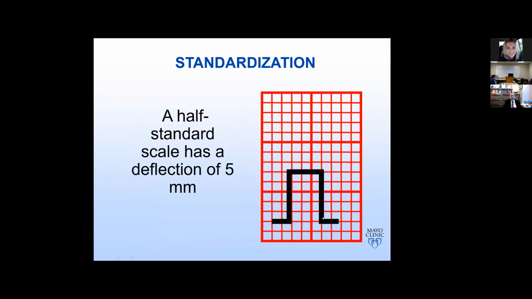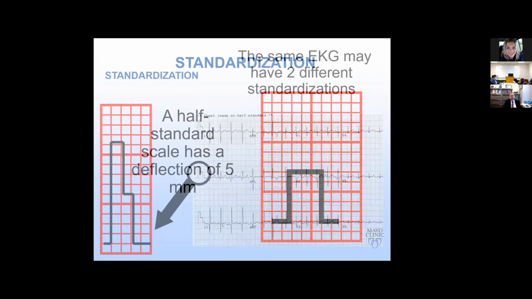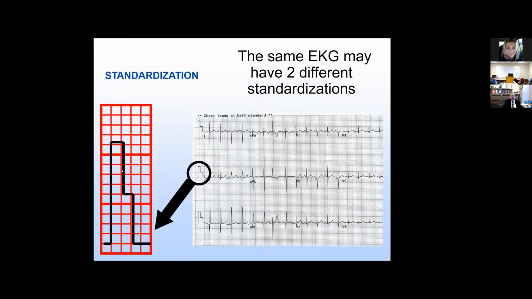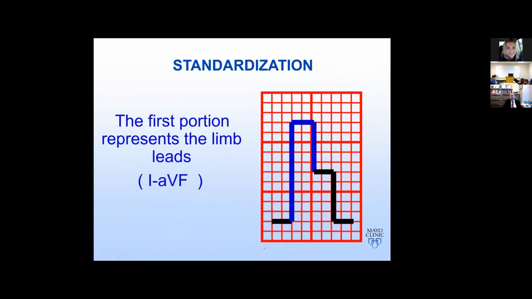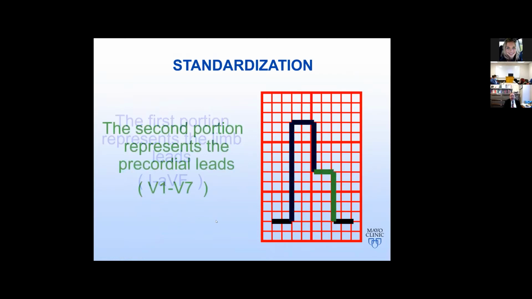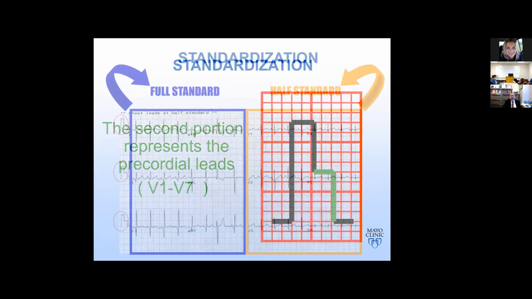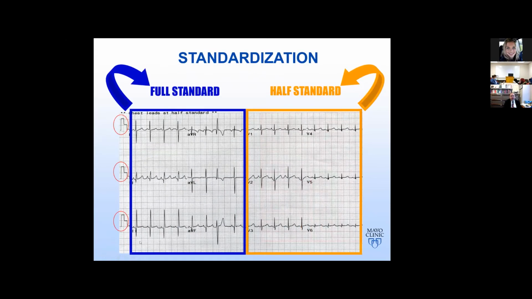So if it only goes up 5 boxes, any of the voltages that you measure throughout the ECG will need to be multiplied by 2. And the same EKG can have 2 different standardizations. The first portion represents the limb leads, or 1 through AVF, and the second portion represents the precordial leads, V1 through V7.